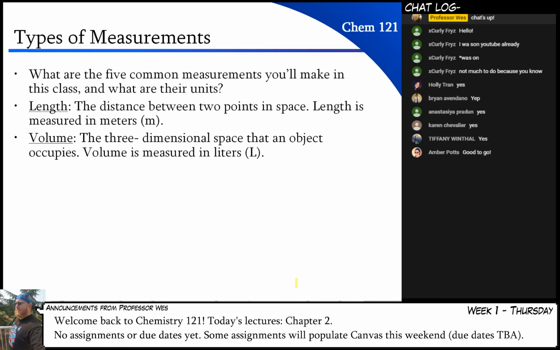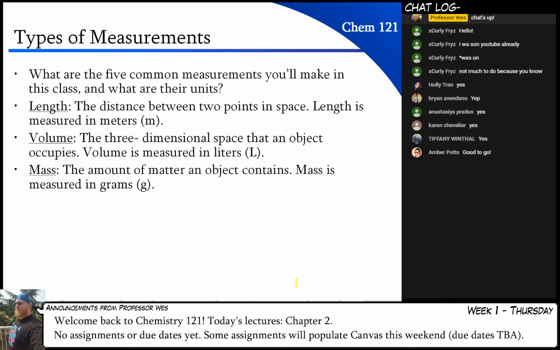Volume is the three-dimensional space that any object will occupy. There are many units for volume, but the one that we're going to be using is liters. To envision what a liter is, imagine a 2-liter bottle, which we've all bought soda before, I presume, and then just cut it in half, right through the middle. Half of it's 1 liter.